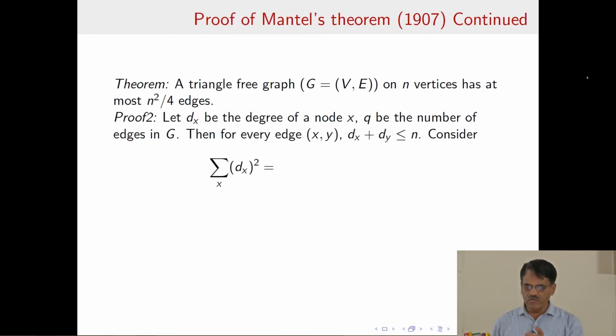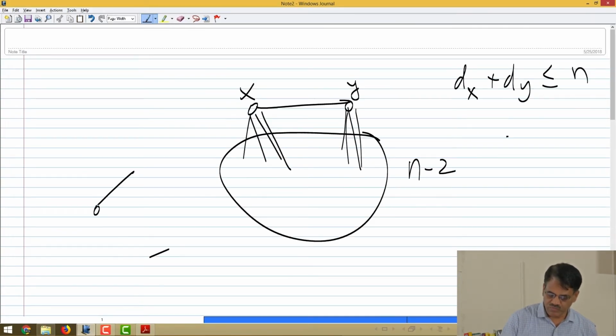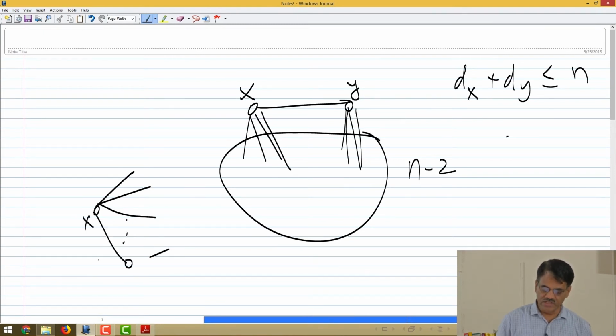So now one way to think about this quantity summation dx square is that for every vertex x, there are degree many edges going out, and suppose I add a weight of dx to each of these edges, then I am adding the sum of the weights on the edges, right. So just look at one entry dx whole square. I take a vertex x, and it has dx many edges going out of it. So I throw in a weight of dx here, dx here, dx here, dx here, and add the weight of these edges. That's exactly dx square, right.